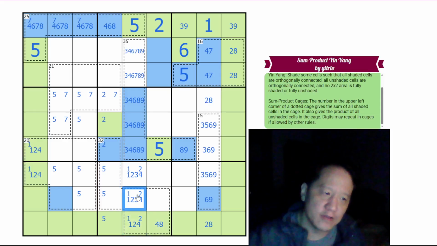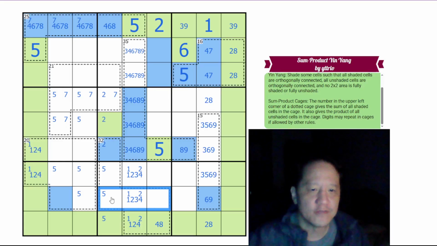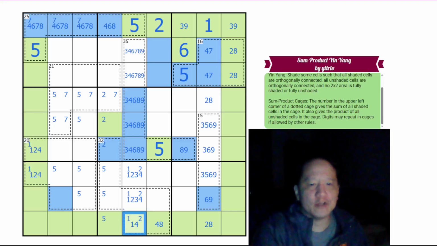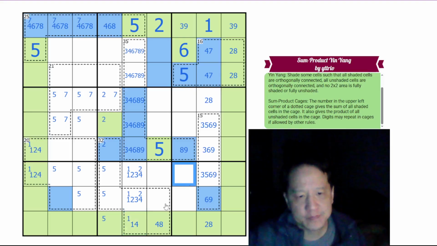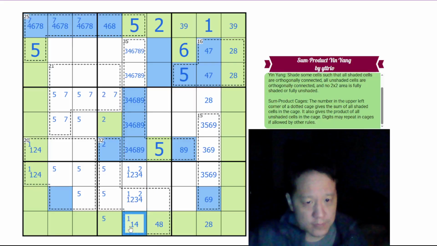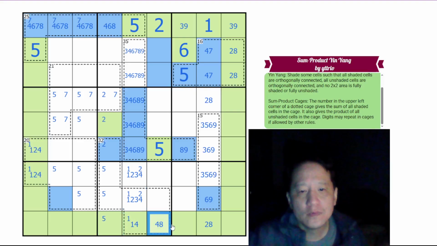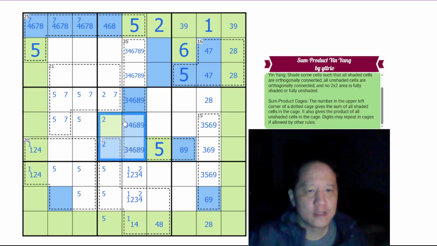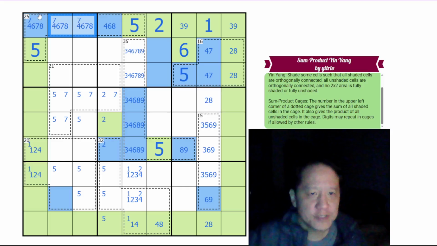Can you have... Yeah, you could have that digit be blue if all of this is blue. So it's only 1, 4, and 8 in the green region here. So this 2x2 area is done. So we have 7 guaranteed here. 7 in one of those 4 cells.